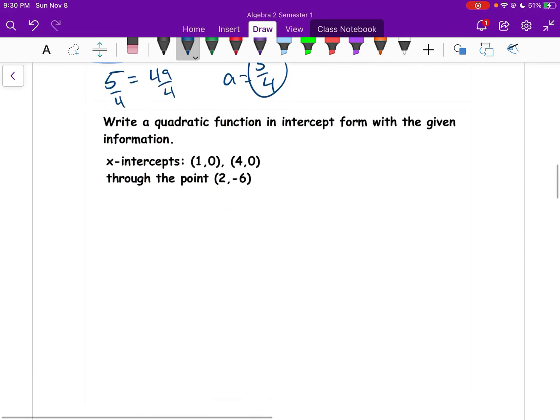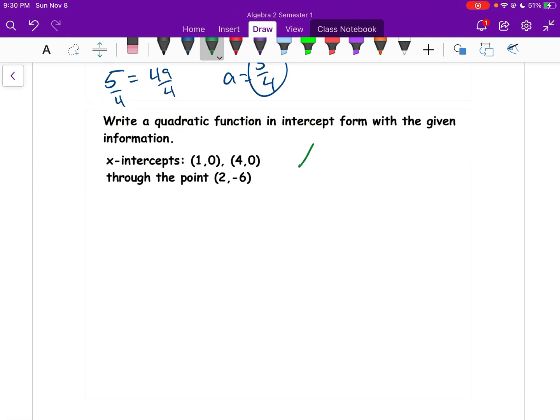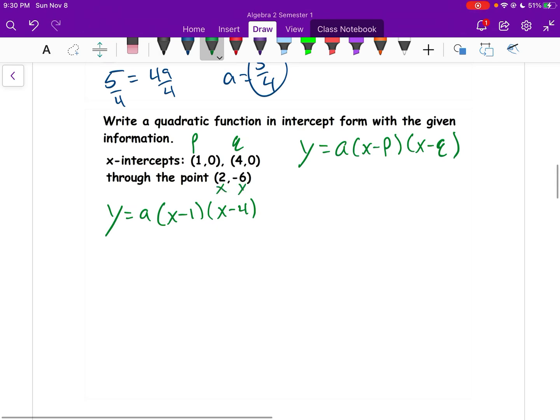All right, that was vertex form. Let's move on to intercept form. Again, intercept form, y is equal to a times x minus p times x minus q. Now, p and q are representing our roots, okay, or the x-coordinate of our x-intercepts. So, just like we did before, plug those values in. And we're going to get y is equal to a times x minus 1 times x minus 4. Okay, we took care of the x-intercepts. Now we got to use that other point. Same idea. We're going to use that for x and y.